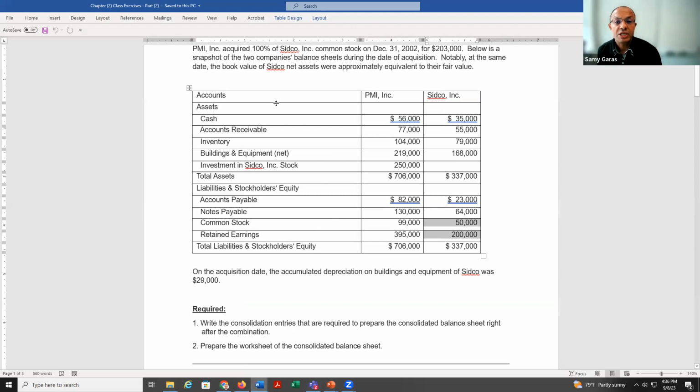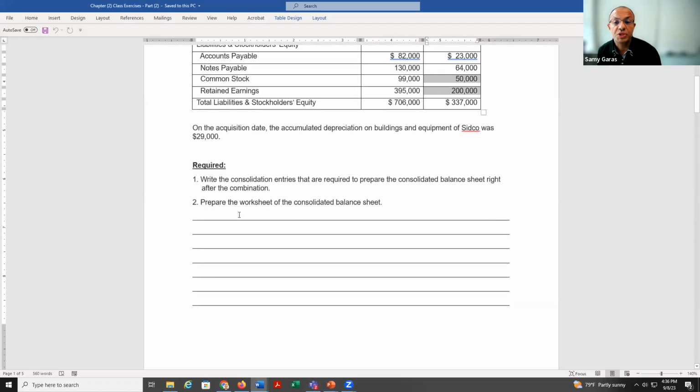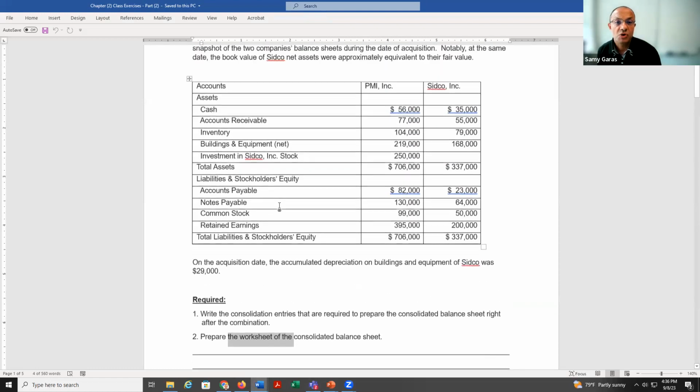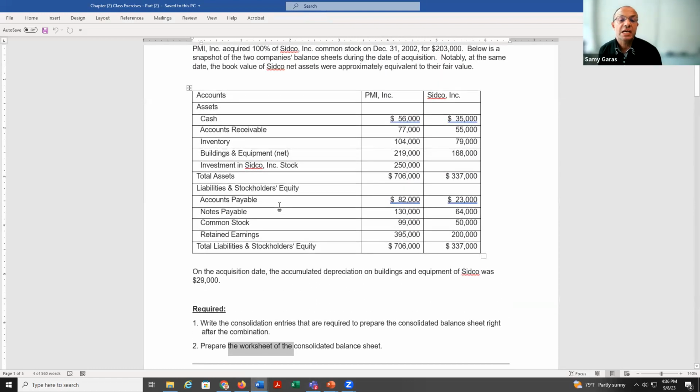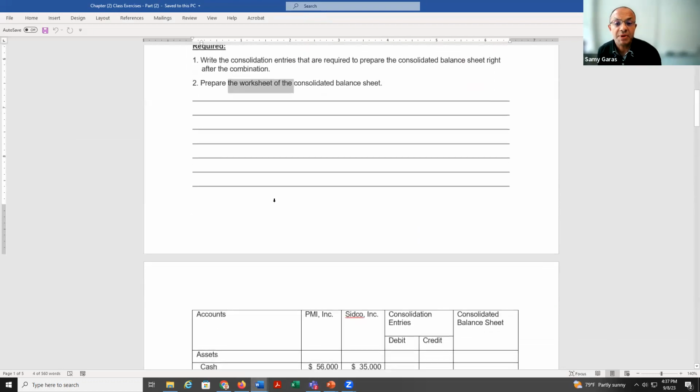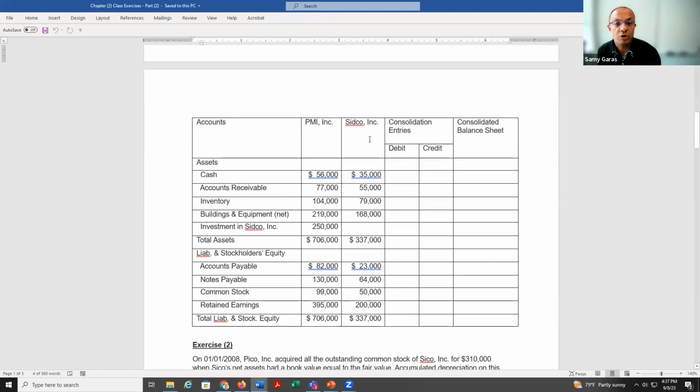So now I need to take the same accounts to do the worksheet, and this will be the second requirements. So if I'm in your place, I will get the Word file from Brightspace, which is already available there, and then take a minute to complete the worksheet on your own, and then resume my video to see the model answer.